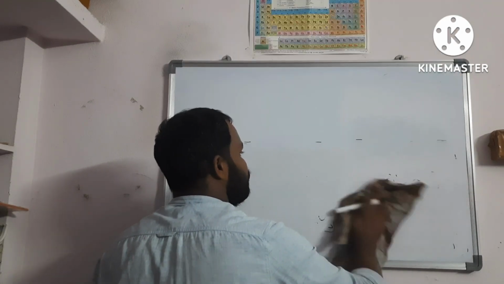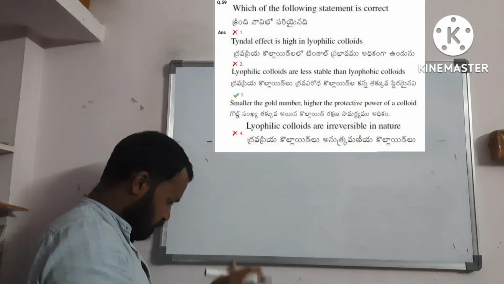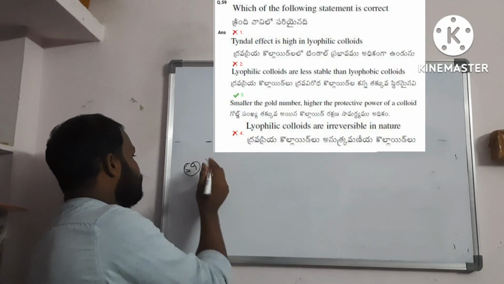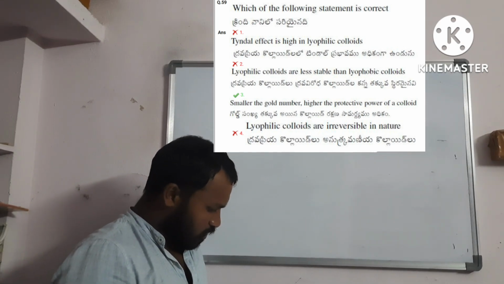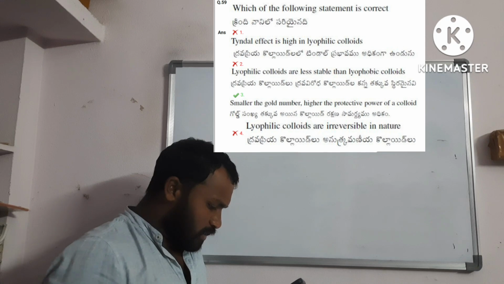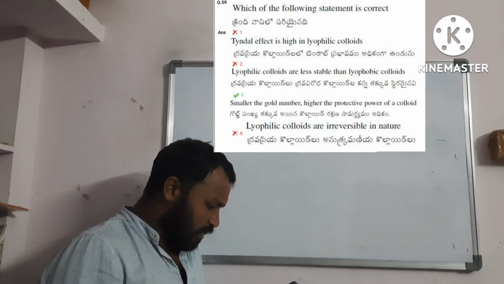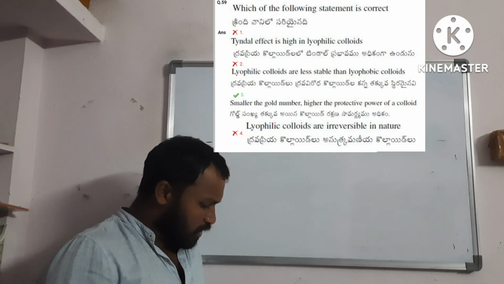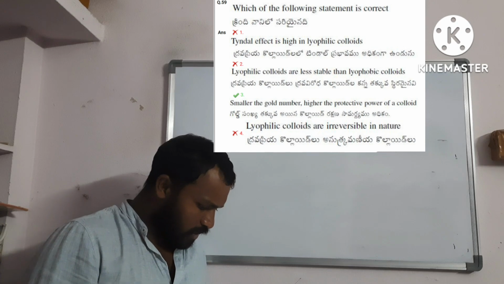Next, question number 59, this is from the colloidal state unit. So what is that? Which of the following statements is correct? Obviously, the smaller the gold number, the higher the protecting power of a colloid. This we already know. You can read some important questions from the colloidal state, you will get the answer.